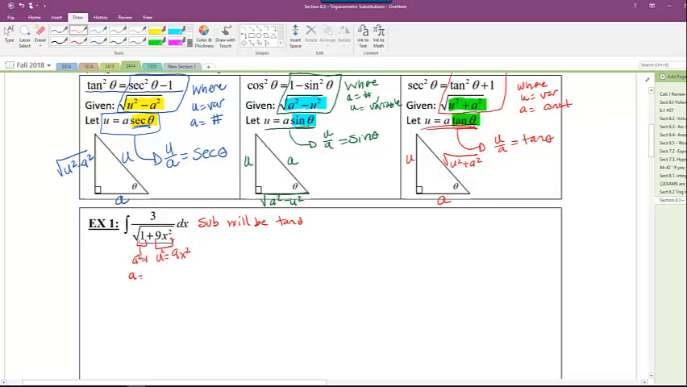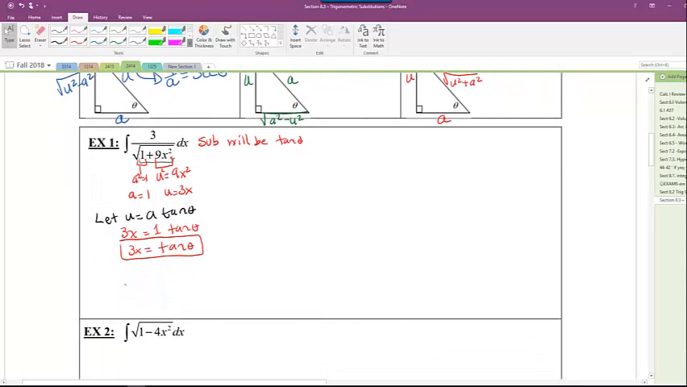So a would be 1 and u would be 3x. Following our formula here, I need to let u equal a tangent of theta. So in our case, we would say that 3x is equal to a, which is 1, times the tangent of theta, or 3x is equal to tangent of theta. So this is the substitution that we will be making to rewrite our integral into something trigonometric.